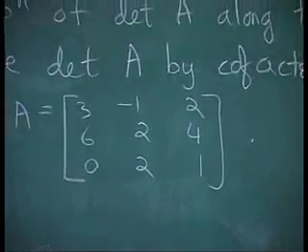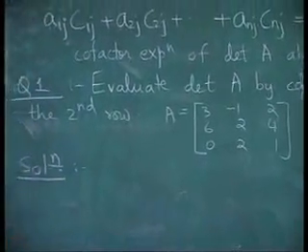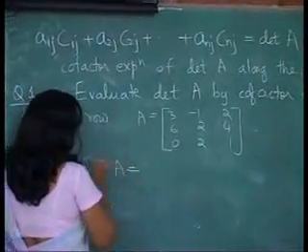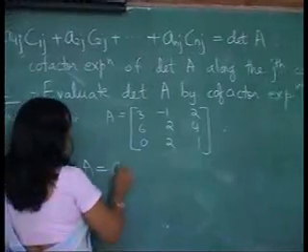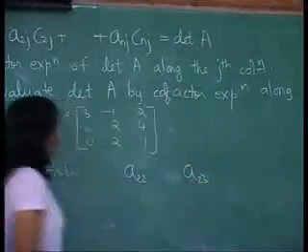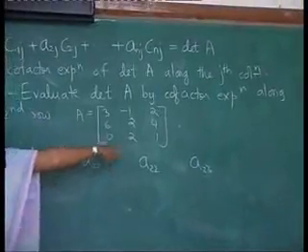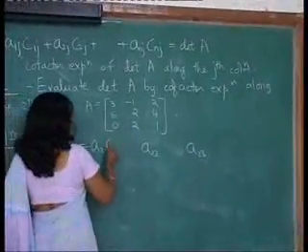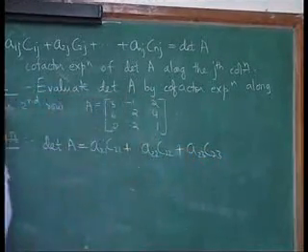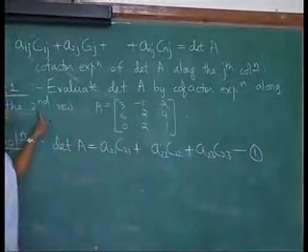So we've been asked to evaluate the determinant by cofactor expansion using the elements of the second row. Let me first write down the formula. I need to use elements of the second row, which will be denoted by A21, A22, A23, because this is a matrix with 3 rows and 3 columns. Multiply the elements with the corresponding cofactors and then add all such products. So this is going to be the formula for determinant of A along the second row.